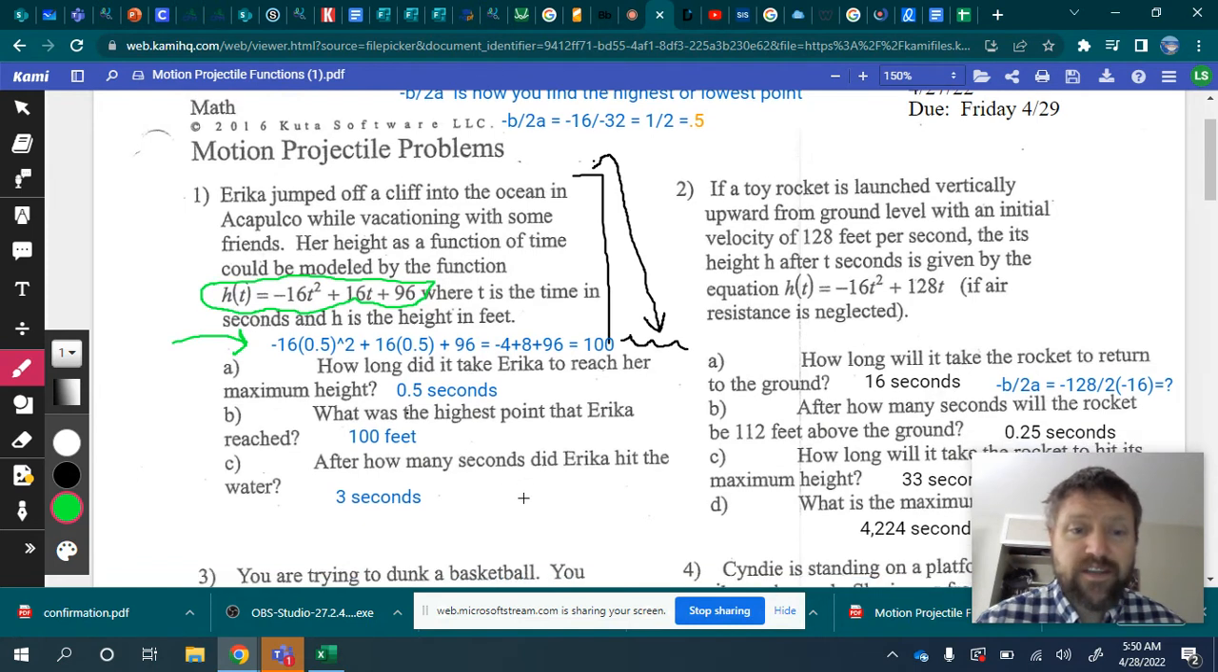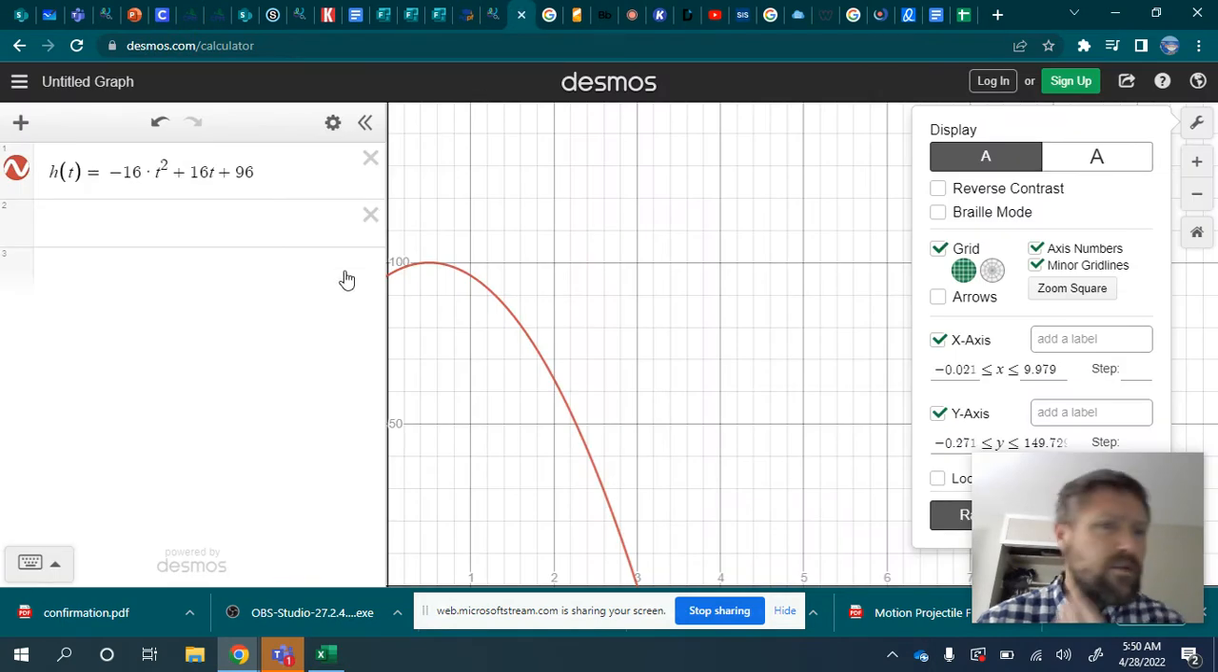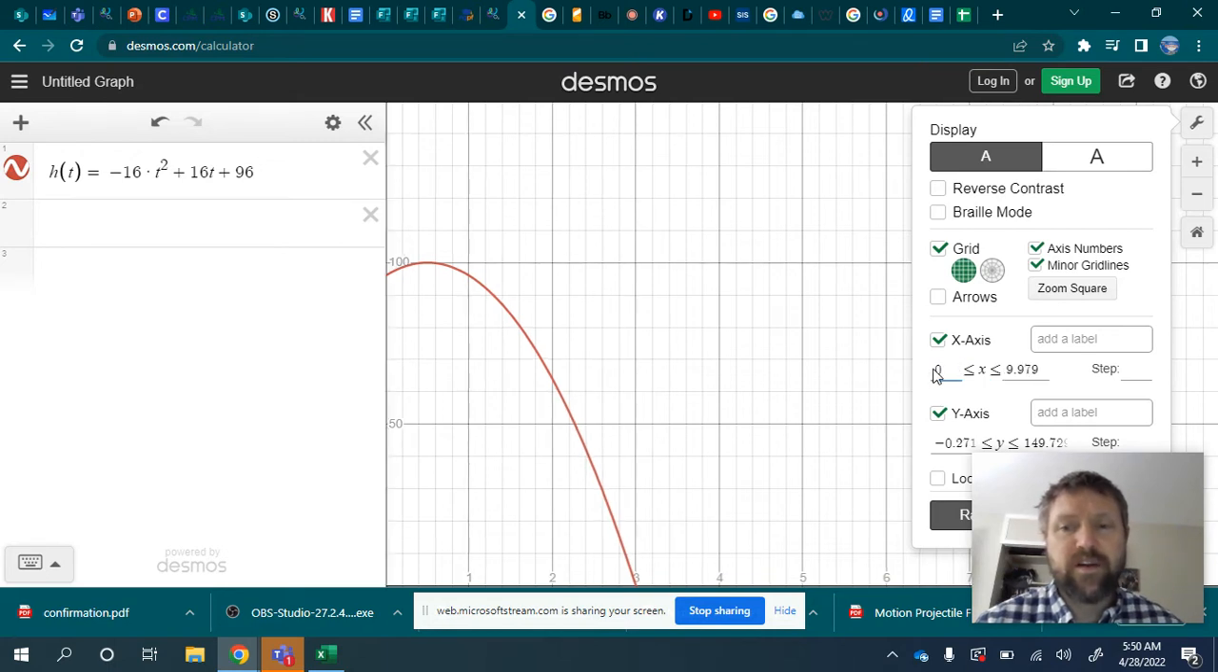Then, after how many seconds did Erica hit the water? This is one where yesterday we used Desmos to find the answer. We graphed the equation, and I believe I still have this up. There it is. We put the equation into Desmos, and I had to change the x-axis because we start at time 0, and x represents time. So x and t are going to be kind of the same.